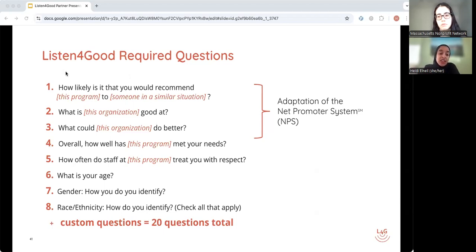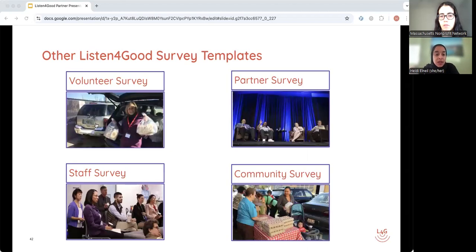And then we ask what is it good at? What could you do better? We ask about needs being met and then about respect. And then we also ask those demographic questions. These are your initial direction-setting questions. These allow you to do that initial analysis and actually develop actionable feedback. I mentioned we also have volunteer, partner, staff and community surveys. That community survey is really like a community needs assessment.